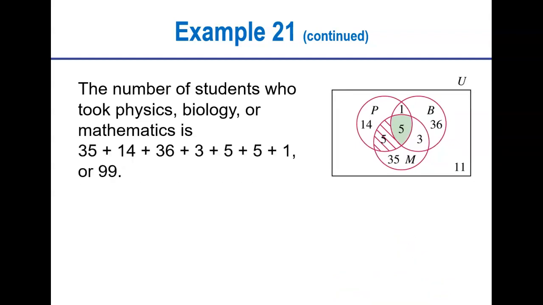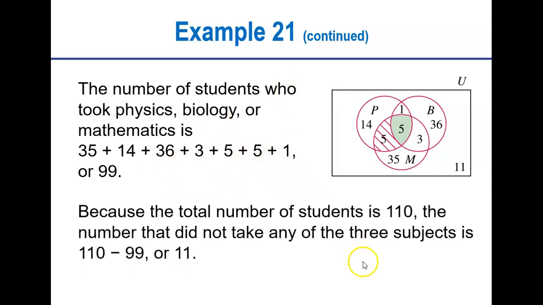Now the number of students who took physics, biology, or mathematics is 35 plus 14 plus 36 plus 3 plus 5 plus 5 plus 1, or 99. Now because the total number of students is 110, the number that did not take any of the 3 subjects is 110 minus 99, or 11.